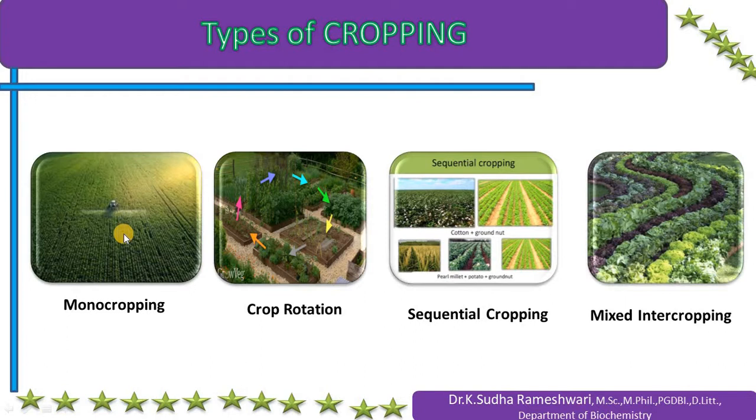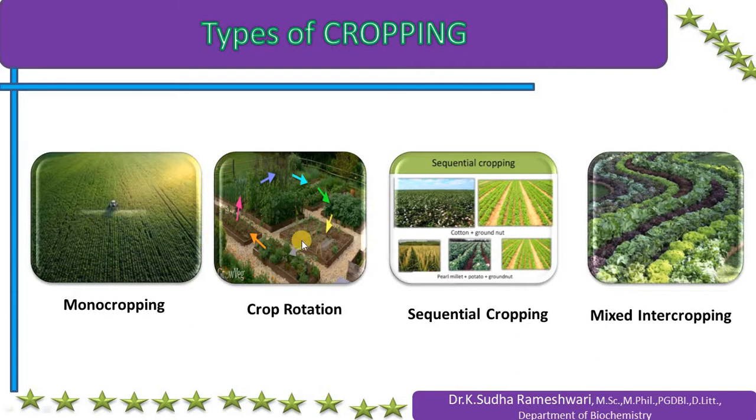Monocropping is when the field is utilized to develop only one crop season after season. So one season they have to plant only one crop, next season they have to plant another one crop. So in the field only one crop is planted. Example, planting wheat year after year within the same field. So in the field they have to plant only wheat every season.